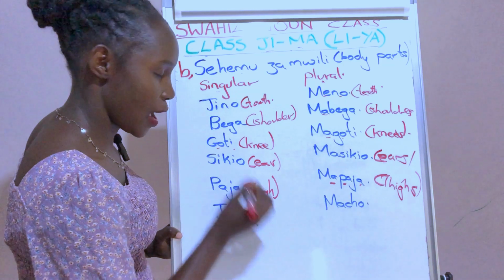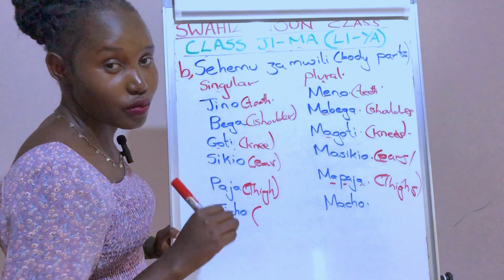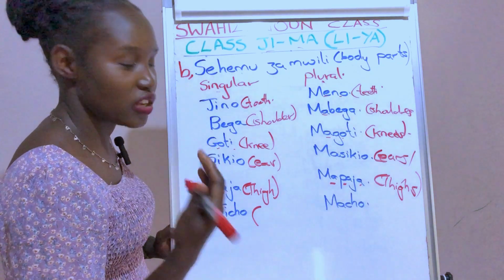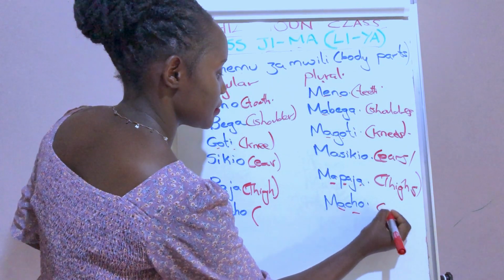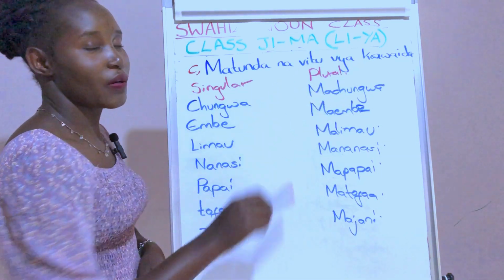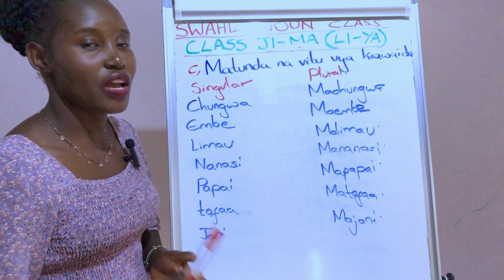And lastly here we have jicho. Jicho for an eye. Jicho when it is one. When they are two or many we say macho. Macho for eyes. Group C we have matunda na vitu vya kawaida.